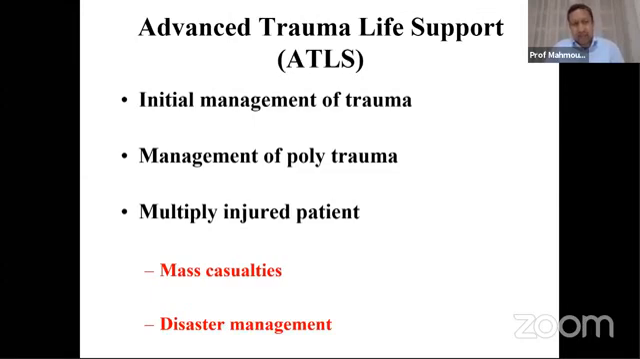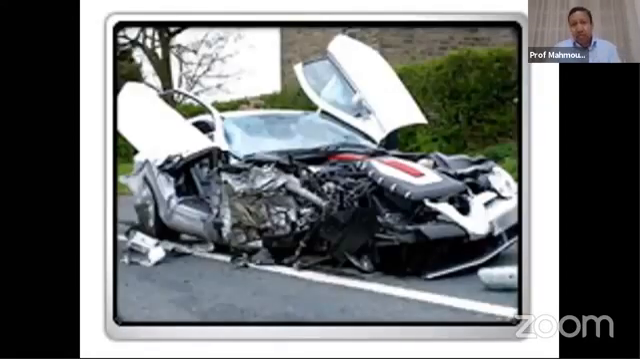Mass casualties, if you have, for example, a disaster in a stadium or maybe an earthquake or something like this. Disaster management is maybe like a tsunami or something massive, and that is a different story. So back again to this picture, which is, as you can see here, striking and scary, very scary.